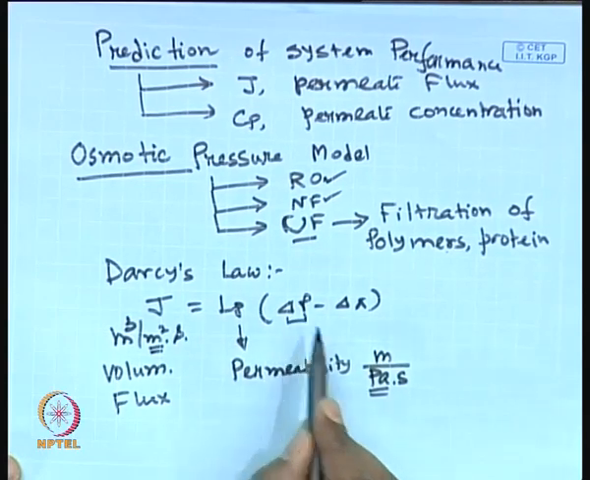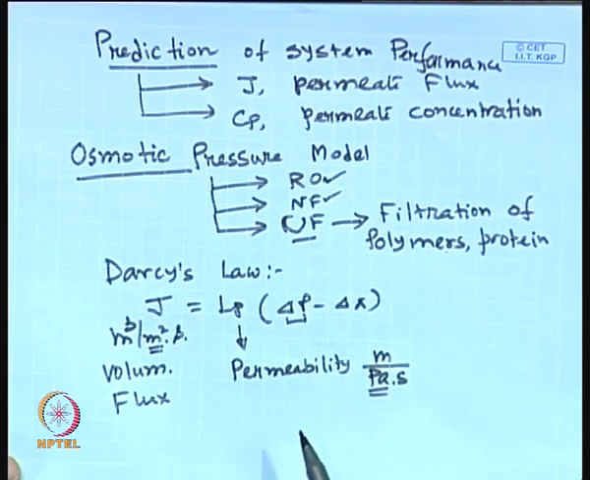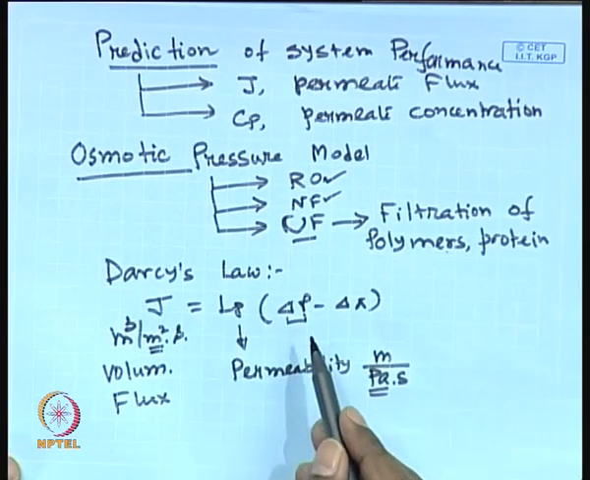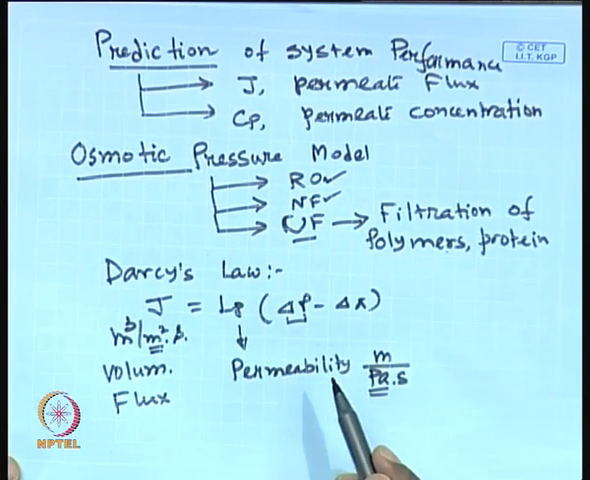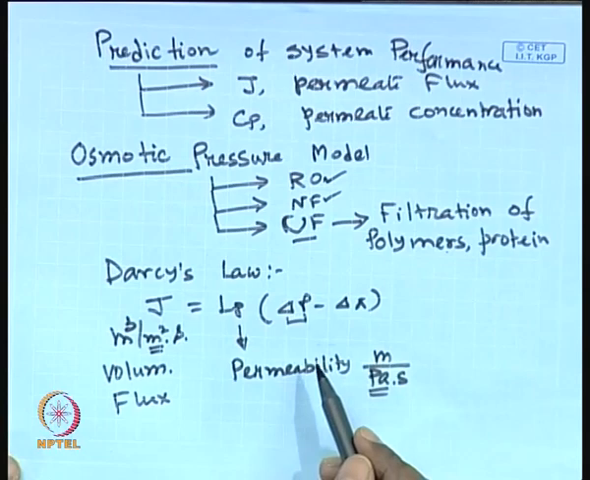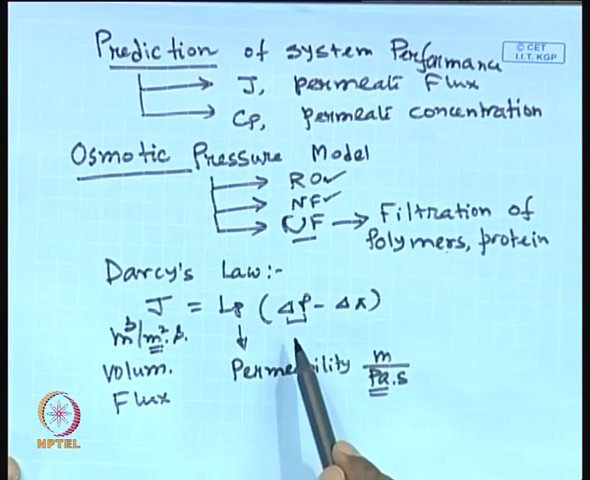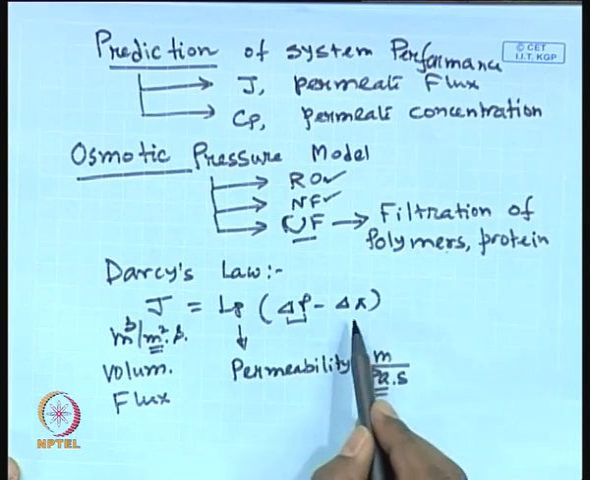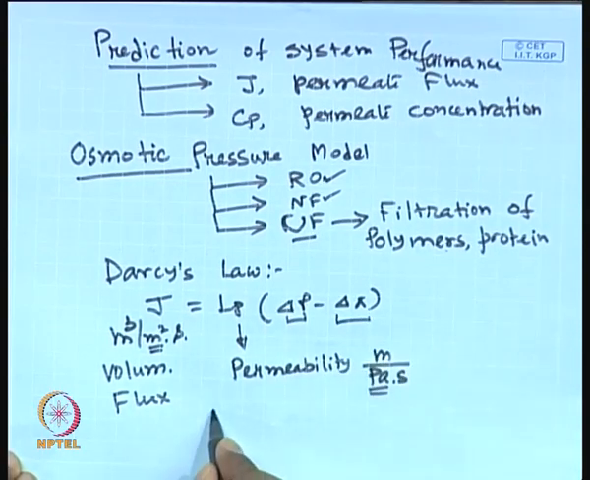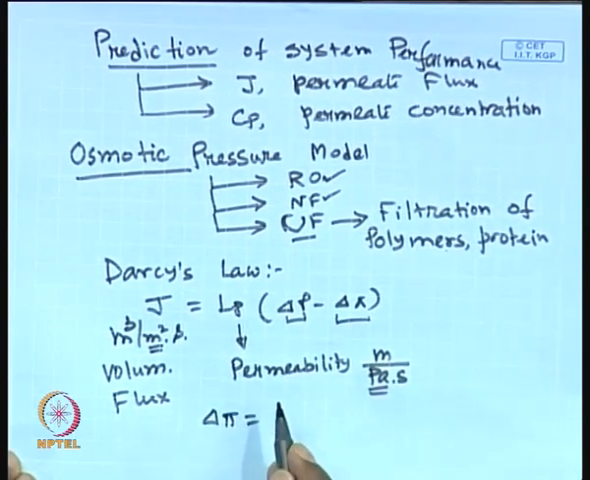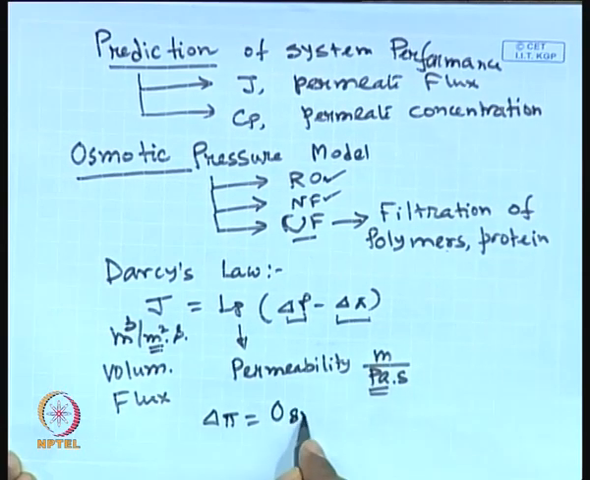Delta p is the operating pressure difference across the membrane, the feed pressure minus the permeate pressure. In most cases, the permeate pressure is atmospheric pressure. Therefore, the gauge pressure on the feed side will give you the delta p. And what is delta pi? Delta pi is the osmotic pressure difference across the membrane.